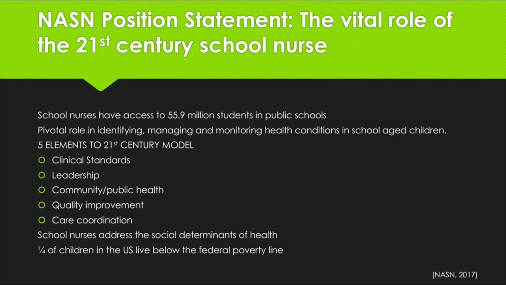The National Association of School Nurses position statement states that the vital role of the 21st century school nurse is as follows. School nurses have 55.9 million students in public schools, so you have access to a great amount of young lives. It's a pivotal role in identifying, managing, and monitoring health conditions in school-aged children. There are 5 elements to the 21st century model, and they are as follows. All school nurses must incorporate clinical standards, leadership, community and public health, quality improvement, and care coordination.